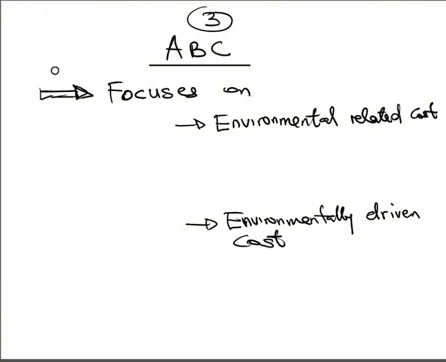Are these two the same or are they different? Remember, ABC is a type of technique that believes that there is no cost that's not variable. That's its own understanding. And why? Because it believes that something must drive every cost. The question is, what is driving the cost? And you can see that is what we're talking about here, environmentally driven cost.